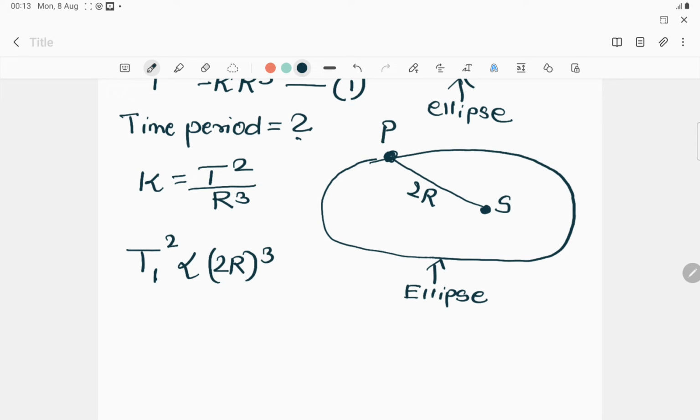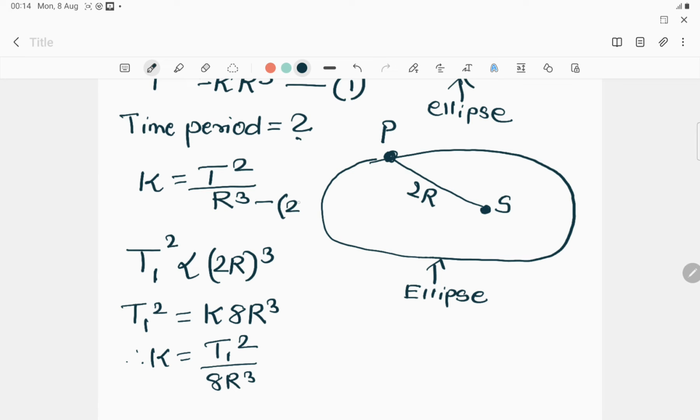I need to remove the proportionality sign, so I will introduce a constant: equals k times. Now 2 cube is 8, and r cube will be r cube. The cube of 2r is equal to 8r cube. So then k will be the same. Therefore k will be t1 square upon 8r cube. Call this equation 2 and equation 3.